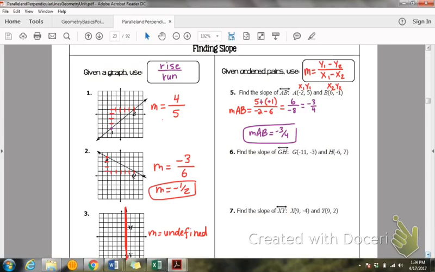Okay, I'd like to go down and do number 7. So we're going to do the slope of xy. Go ahead and find the slope of xy. We're doing number 7. We're skipping 6.